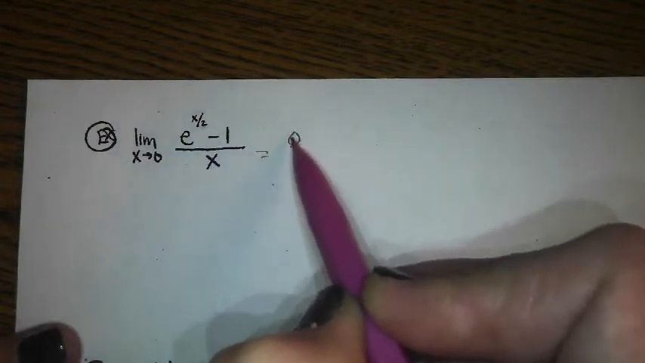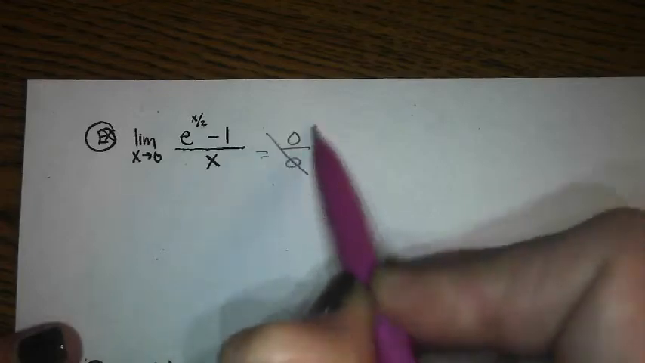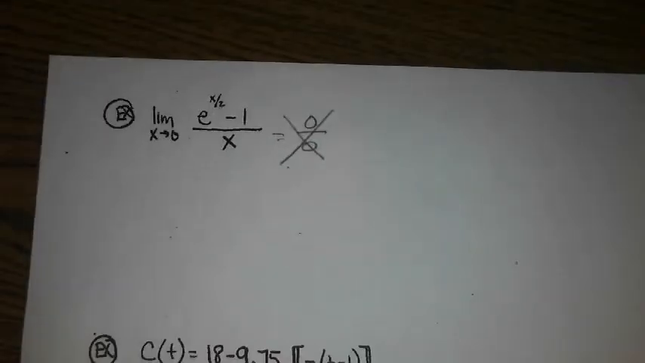So direct evaluation, you think about plugging in a 0. 0 divided by 2 is 0. E to the 0 power is 1, minus 1 is 0, over 0. Indeterminate. Okay. Manipulating. I don't know how to manipulate. Okay. So let's see, graphing.